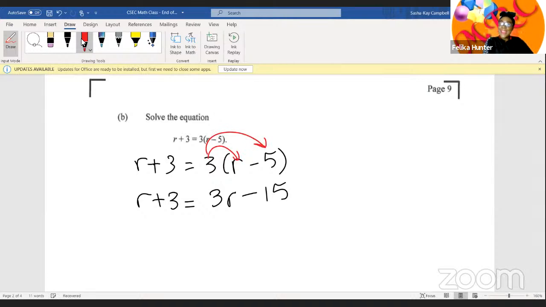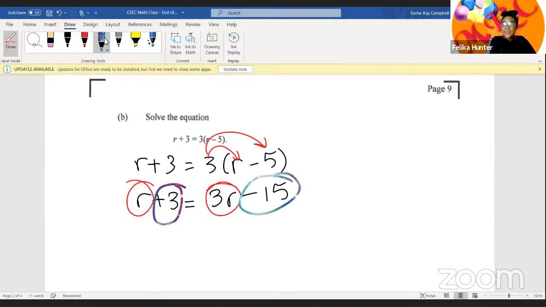Some colors. Nice. All right. So the next thing that we're going to do now is group our like terms, and we have R here and 3R there, and here we have a constant and another constant there. So we're going to group the R's to one side, and we're going to group the constants to the other side. So in doing that, here I can go ahead and subtract 3r from both sides.